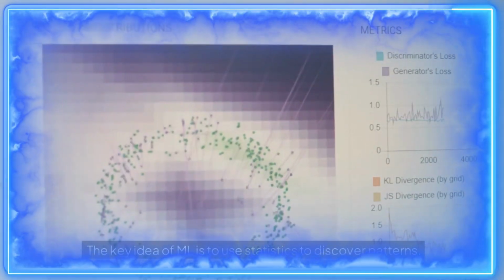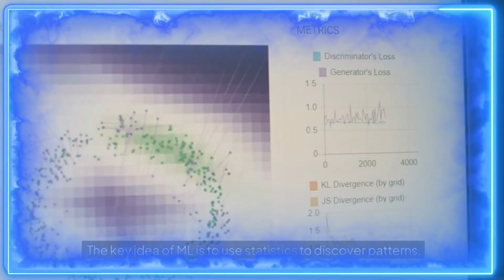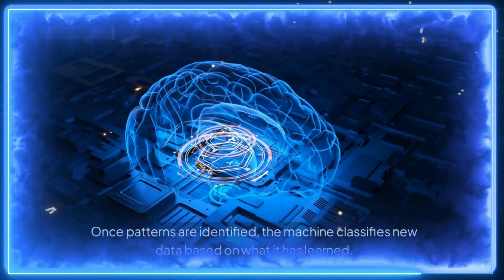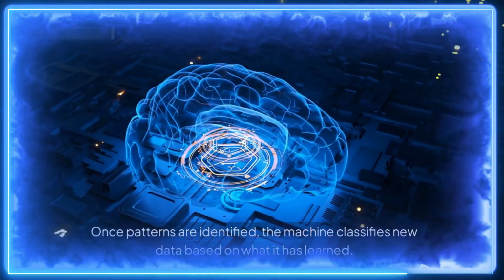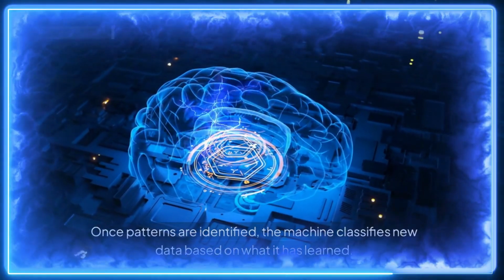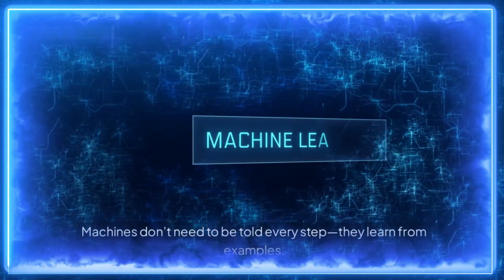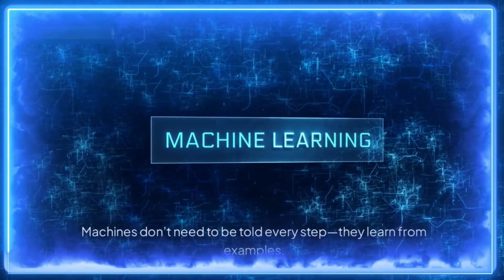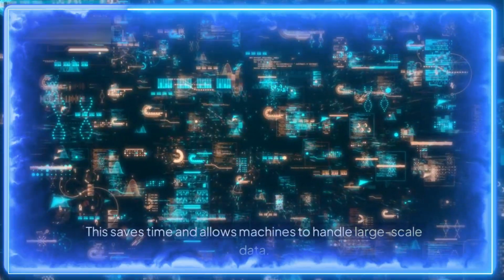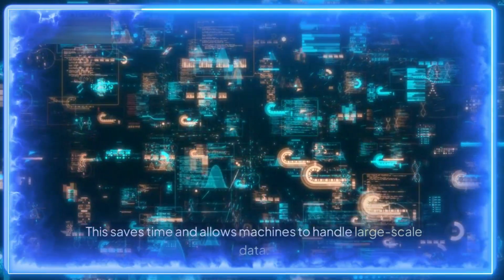The key idea of ML is to use statistics to discover patterns. Once patterns are identified, the machine classifies new data based on what it has learned. Machines don't need to be told every step, they learn from examples. This saves time and allows machines to handle large-scale data.